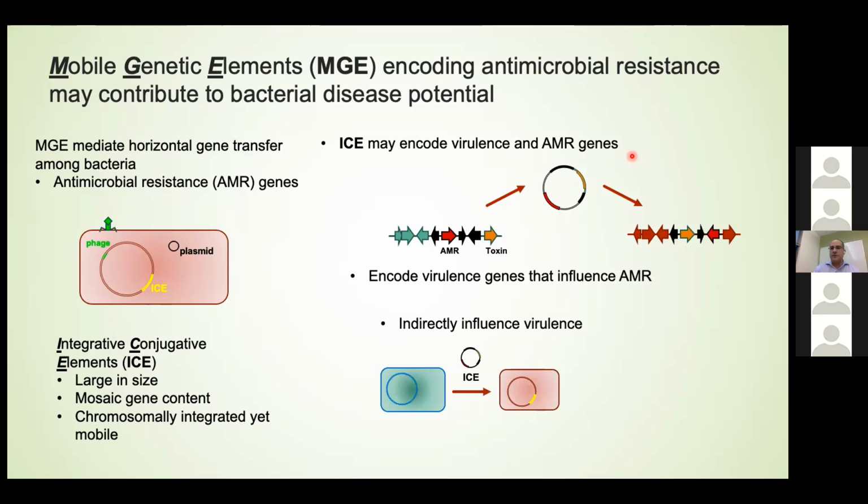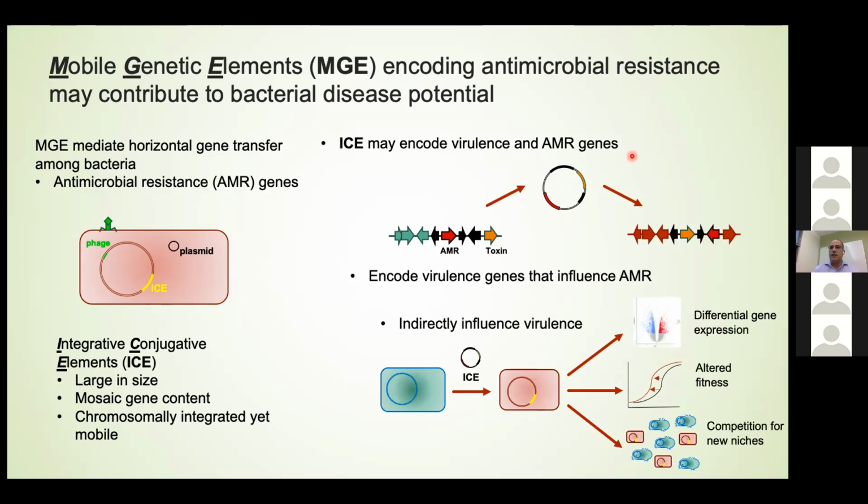And ICE can also indirectly influence virulence just by virtue of their integration or other unrelated gene content, either altering the differential gene expression of core chromosomal genes or contributing metabolic gene content that alters fitness, as well as providing the bacteria with the ability to occupy novel niches, either through gene content that now allows them to survive in those niches, or by virtue of the antimicrobial resistance itself, which allows them to survive and outcompete susceptible bacteria.